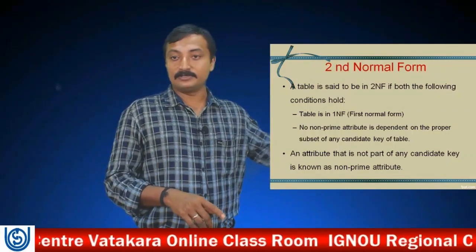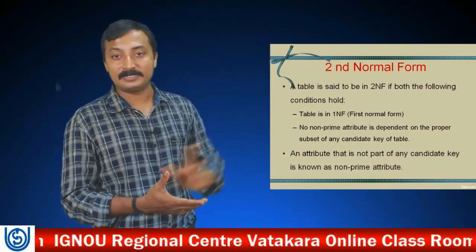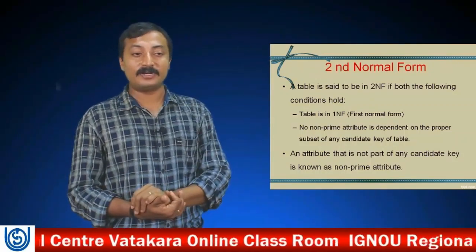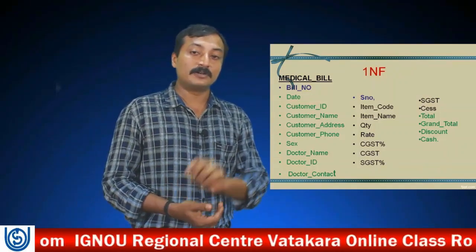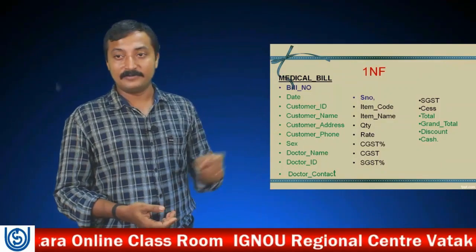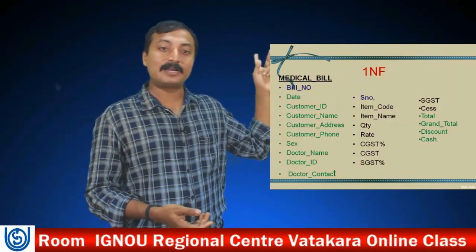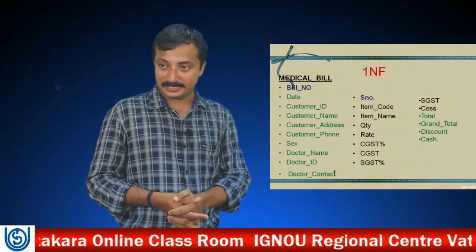For example, consider the medical bill table already considered, which is in first normal form as we already discussed. The condition for second normal form is that we have to consider the key of this medical bill table. We have the combination, bill number and serial number, as the two attributes that make the candidate key and primary key.